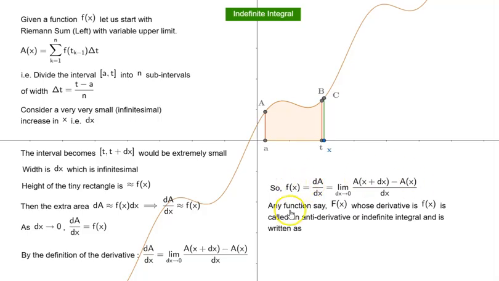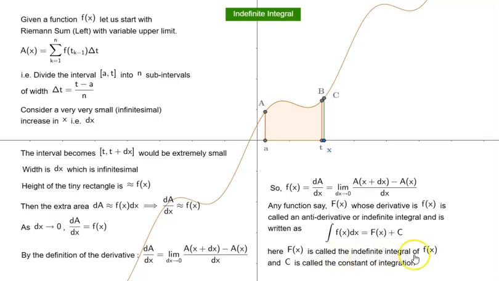So which means what? Any function, say capital F of x, whose derivative is f of x, is called an antiderivative or indefinite integral and is written as integral f of x dx equal to capital F of x plus c. So capital F represents the integral expression and c is the constant of integration. Why we require this? I'll come to it later. So here capital F of x is called the indefinite integral of f of x and c is called the constant of integration.